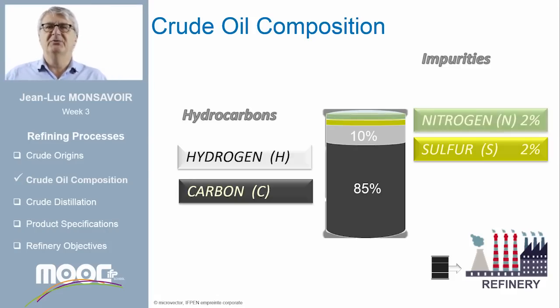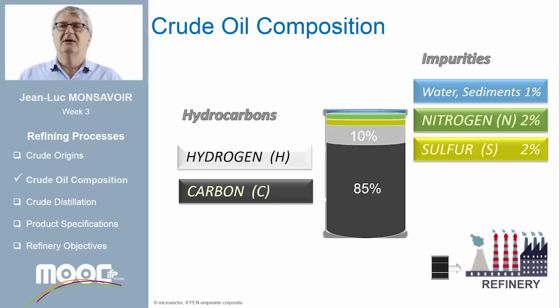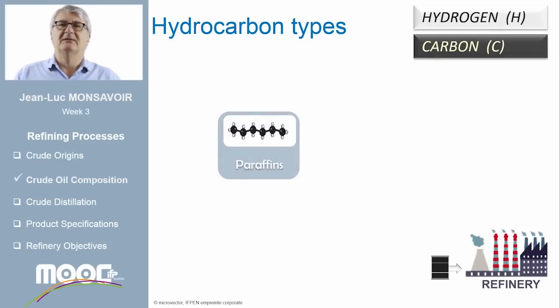We find other impurities, including nitrogen, typically around 2%, water, salts and sediments, which could be present in the crude. Water and salts must be removed from the crude at the inlet of the refinery to avoid corrosion problems and fouling by salt depositions in the unit of the refinery. Now, we'll focus on hydrocarbon types that we typically find in crude.